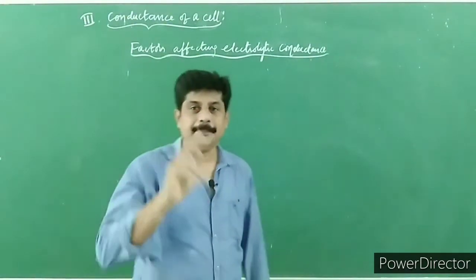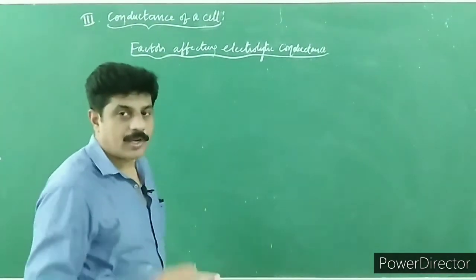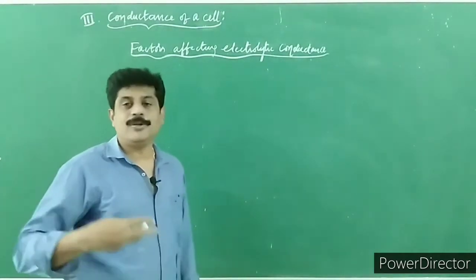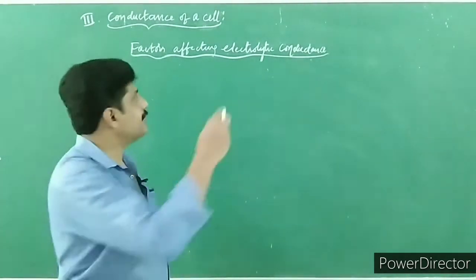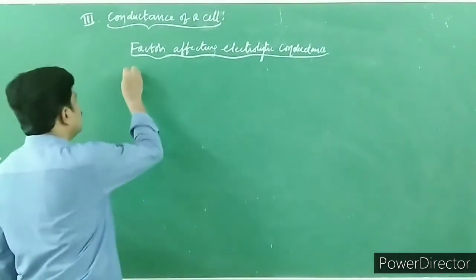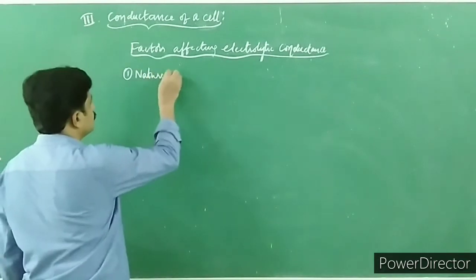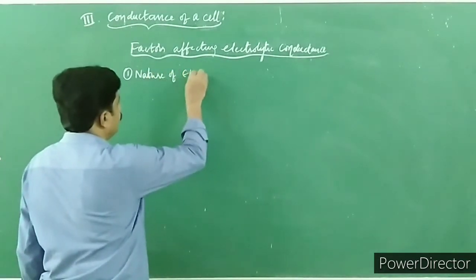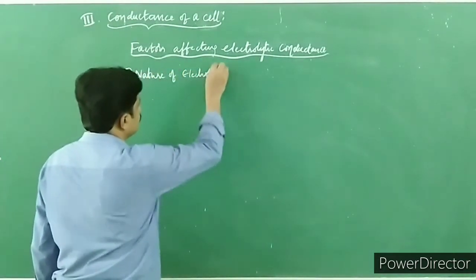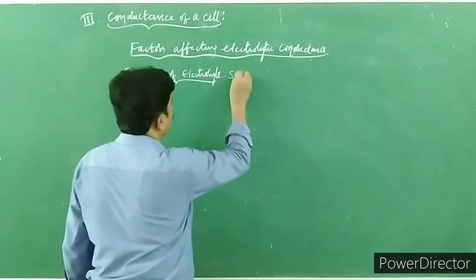Children, after understanding ionic conductance or electrolytic conductance, let me take up the factors affecting the electrolytic conductance or ionic conductance. I am going to discuss three factors which affects electrolytic conductance. Let me take up the first one, that is nature of electrolyte, which is nothing but strength of an electrolyte.